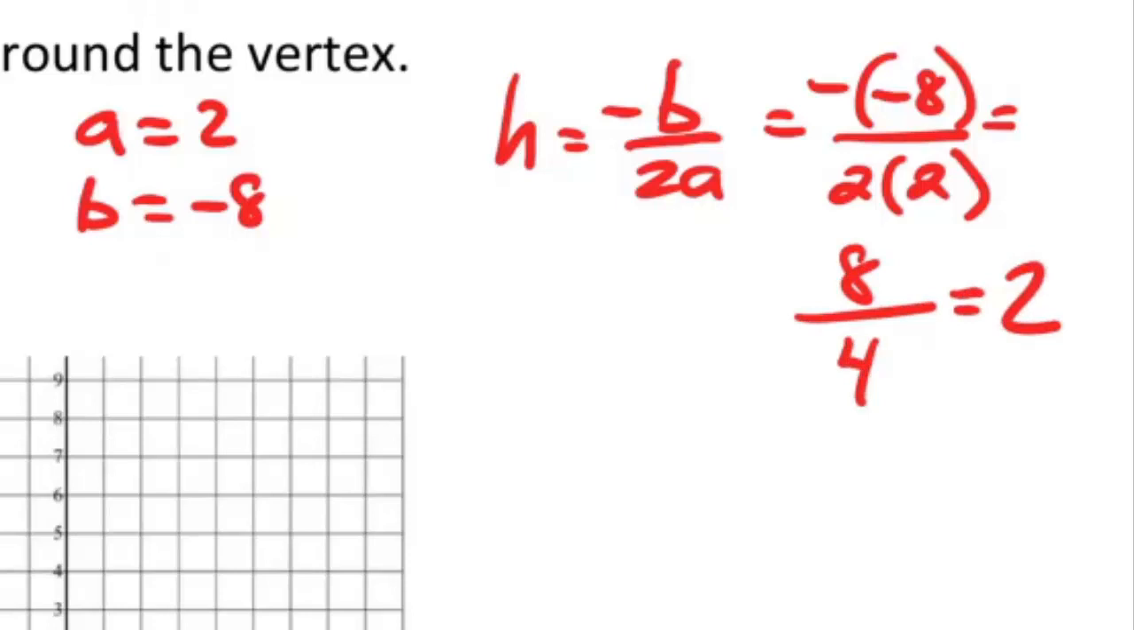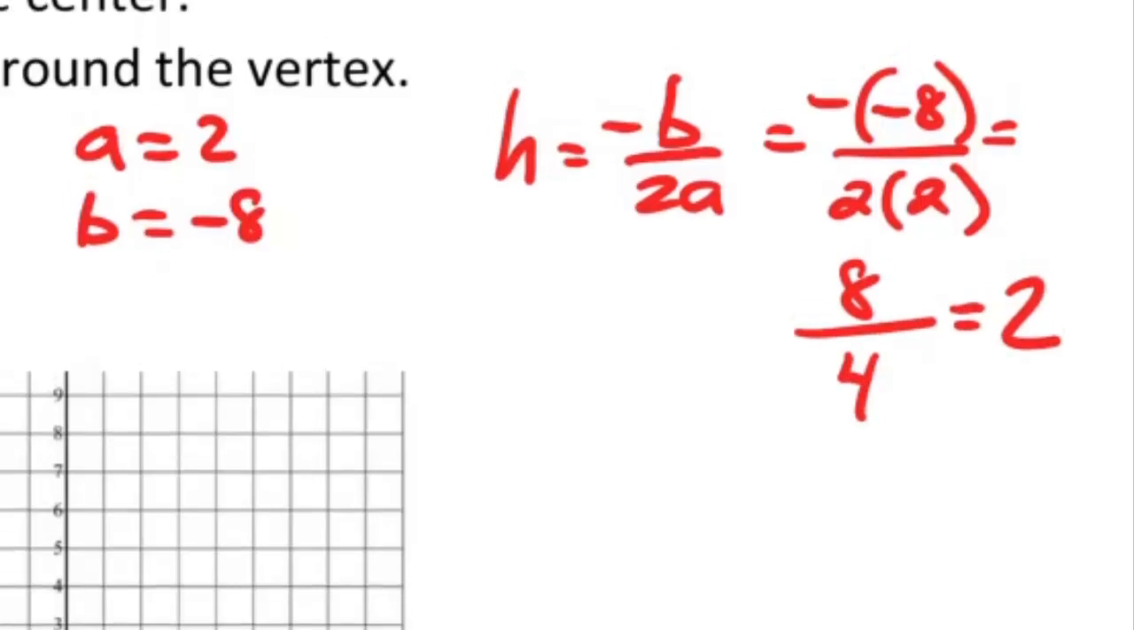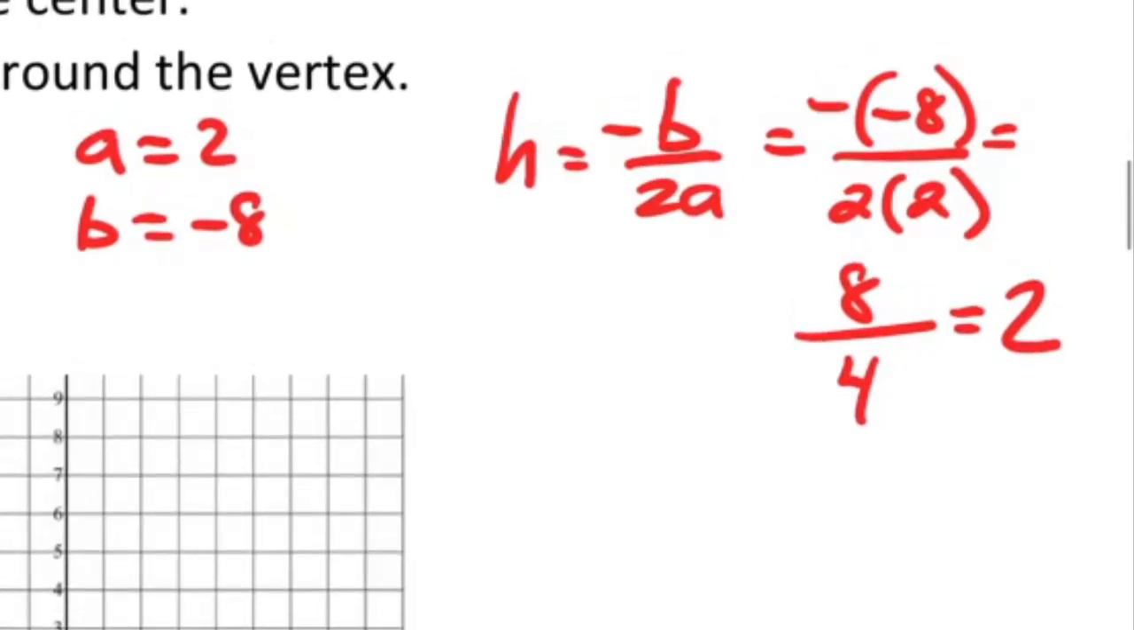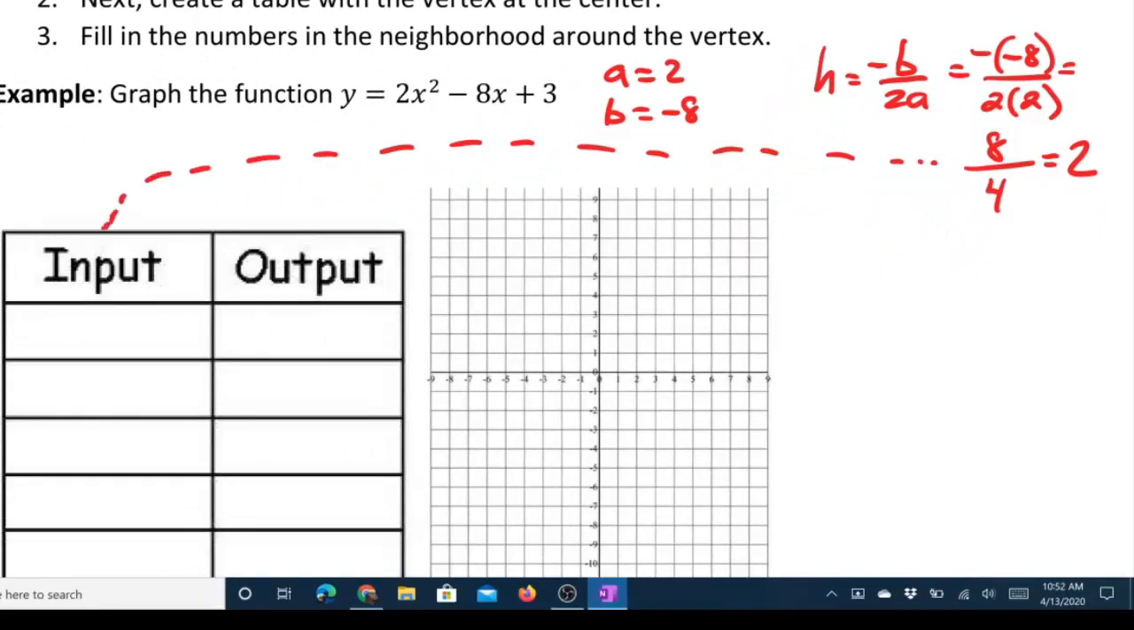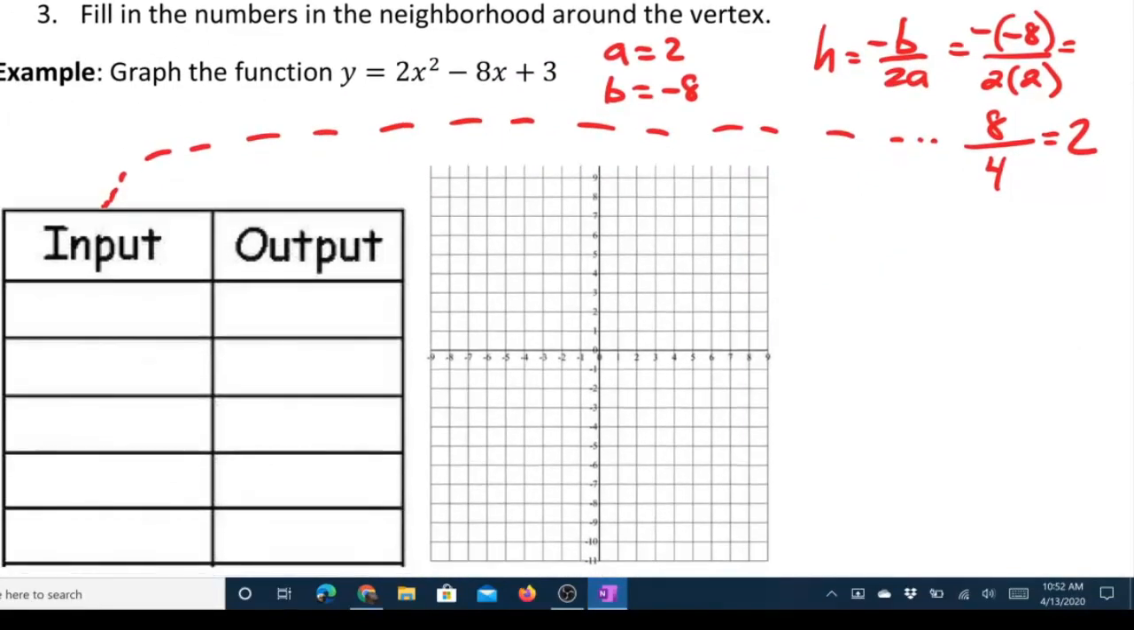We need to find the y-coordinate also. But more than that, we need to find a lot of y-coordinates. So we're going to take this 2, and it is going to go in the input part of our table. We're going to put it at the middle. So now there's 1, 2, 3, 4, 5 slots. We're going to put it in the third slot.